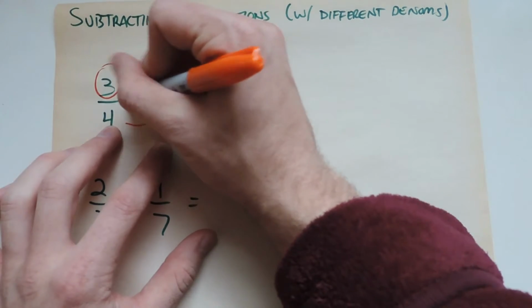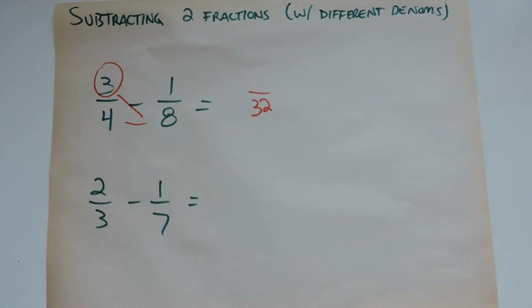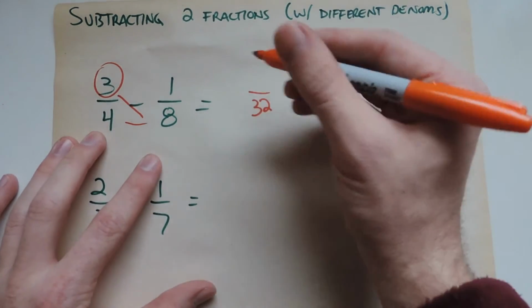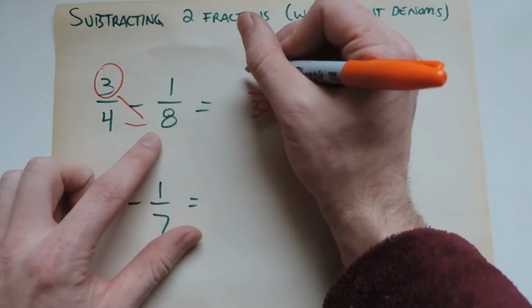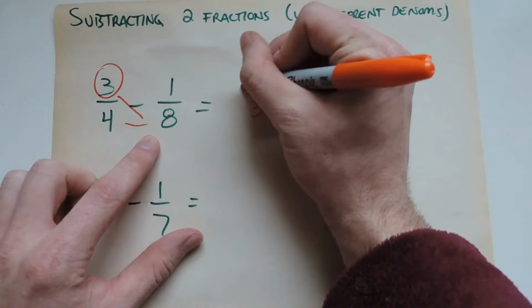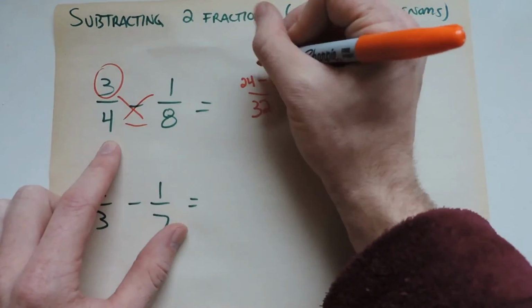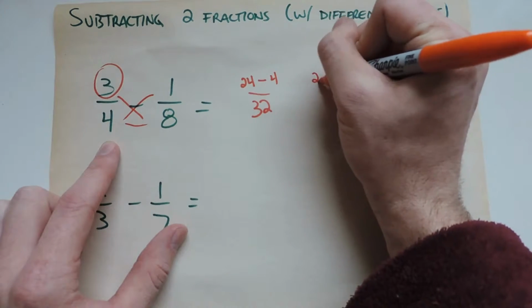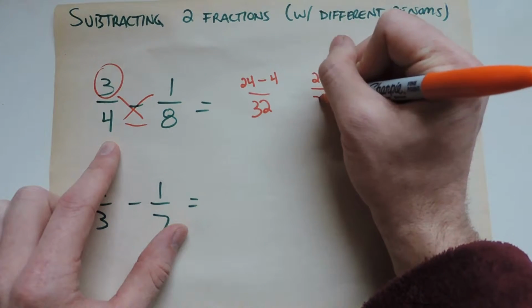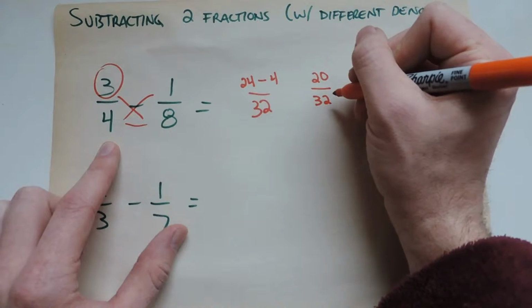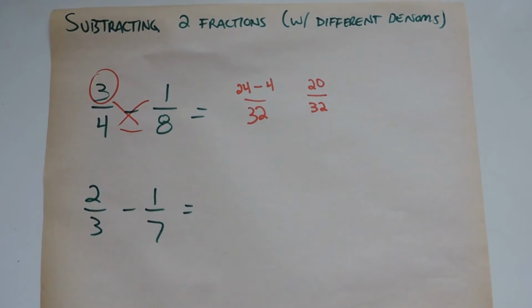It's very important to start with this one, though, in the case of subtraction, because it is not commutative as addition is. So now we're going to take the product of 3 and 8 when they're multiplied, and we're going to subtract that by the product of 1 and 4. So we're going to get 20 over 32. And now we can reduce that.